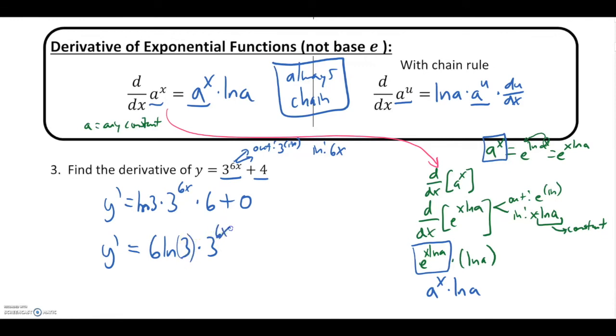And we'll get y prime equals 6 natural log of 3 times 3 to the 6x. If you use this property with a base e, you would get a natural log of e times e to the x, and that natural log of e would just equal 1. So actually, this is the more general form. And if you remember this form, you can apply it to an exponential with any base. The only thing I want to emphasize is that e will be the most popular base that we encounter.